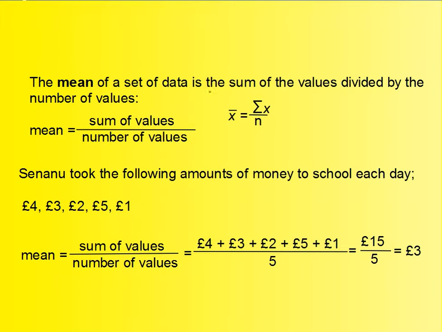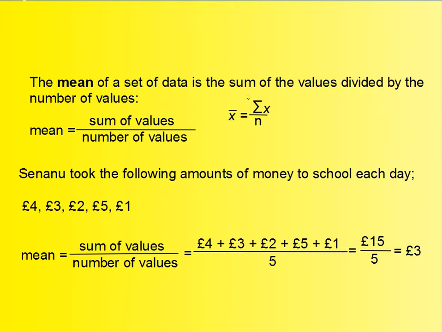The mean of a set of data is the sum of the values divided by the number of values. So, in other words, to find the mean, we're going to add up all the values of the data that we have, and we're going to divide it by how many values there are.